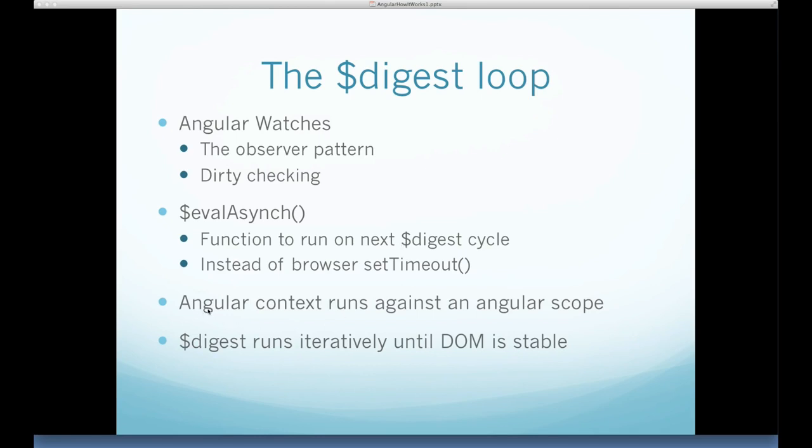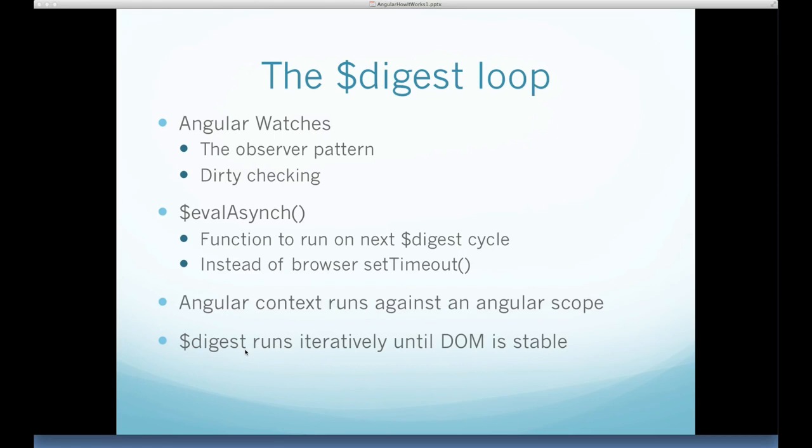We just mentioned that the Angular context, the digest loop, always runs against a particular scope. And what happens with digest is it might modify the DOM, and there might be a watch on a DOM element which drives an Angular callback, and it will again make it dirty, so the digest loop will run again, and it'll run and run and run until the DOM is stable.